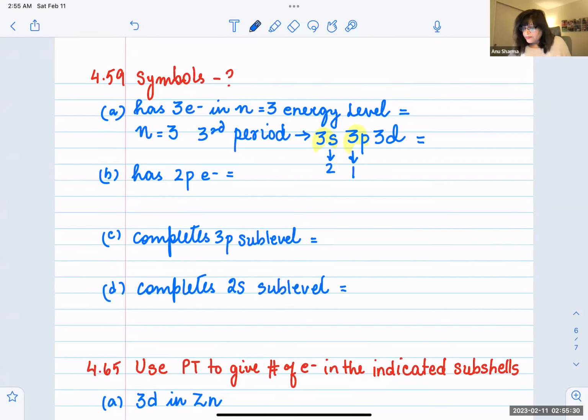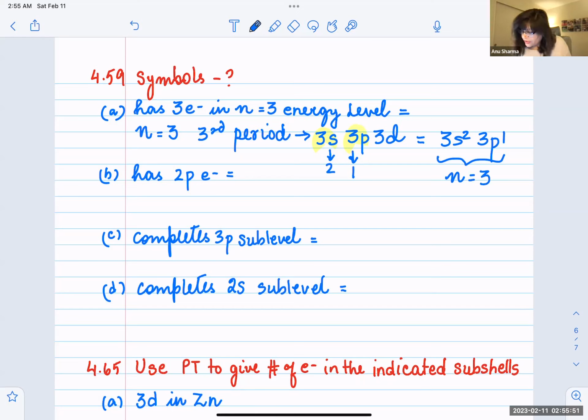So it's the third period, and it's 3s2, basically 3p1. So you are looking at the 3 electrons, and n is equal to 3. Yeah, 3 electrons when n is equal to 3, in the third energy level.